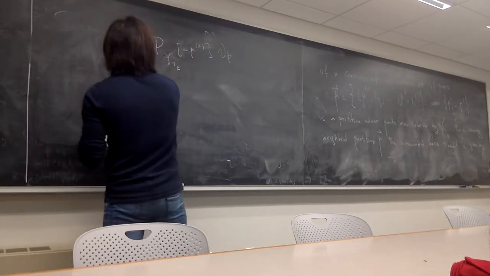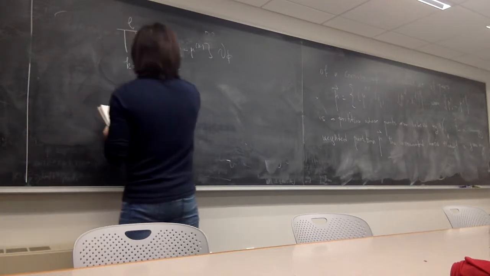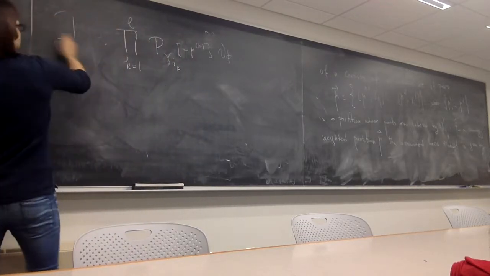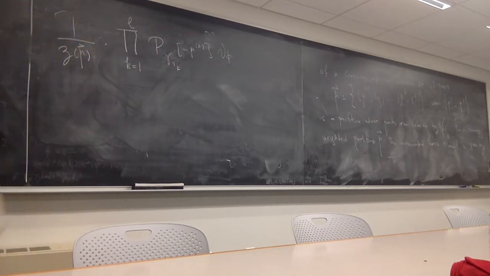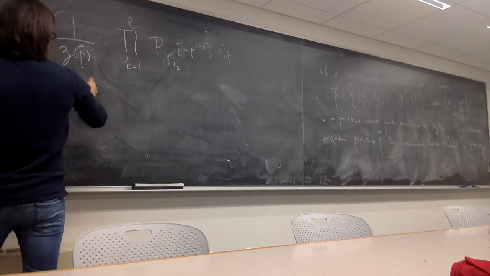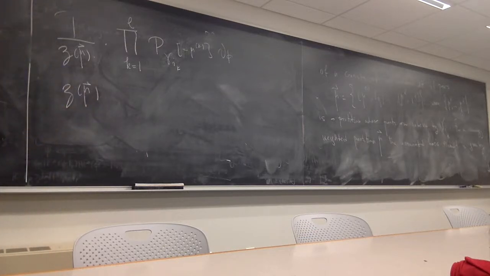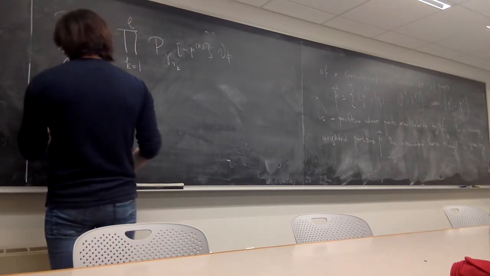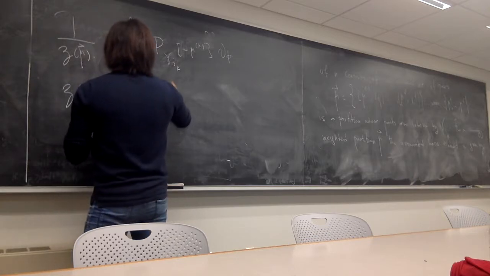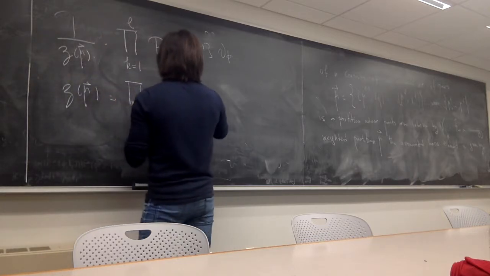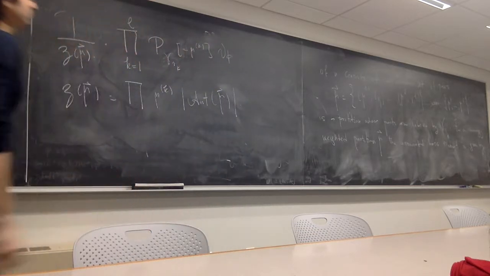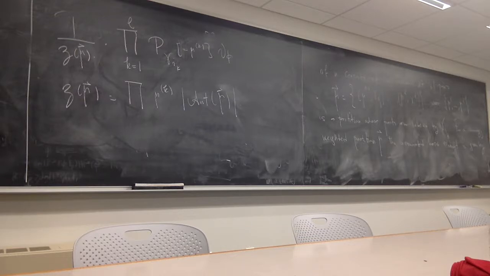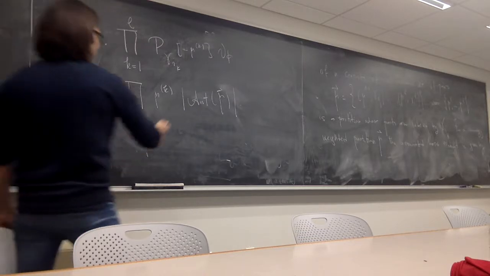Divided by, maybe I write it like this, z of mu, where z of mu is just something that keeps track of the automorphisms of these configurations of points. So it's just the product of mu k's times the length of the automorphisms of the partition here. Now this is a constant number, of course. It comes out.